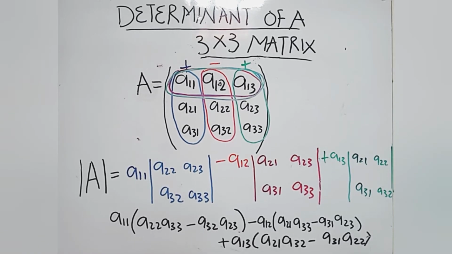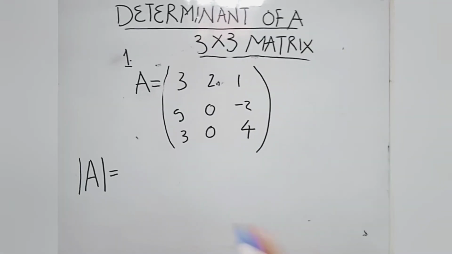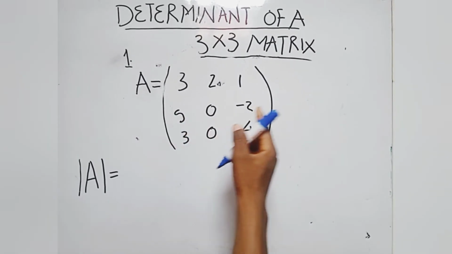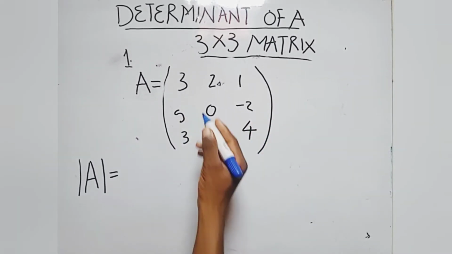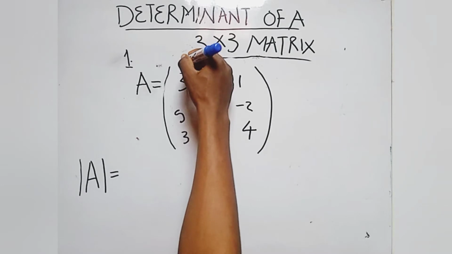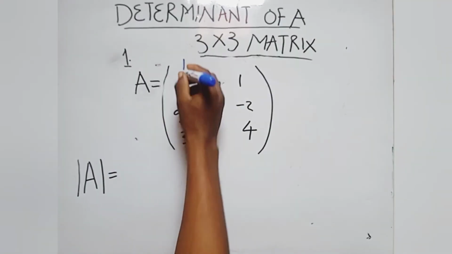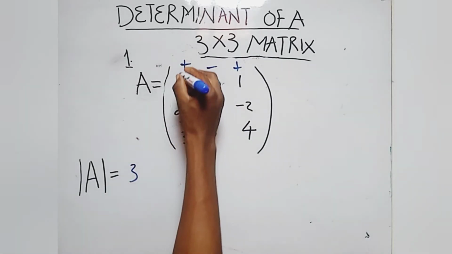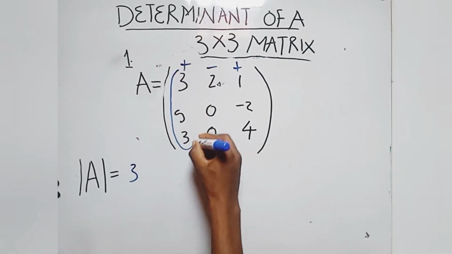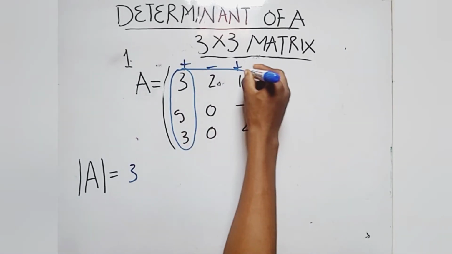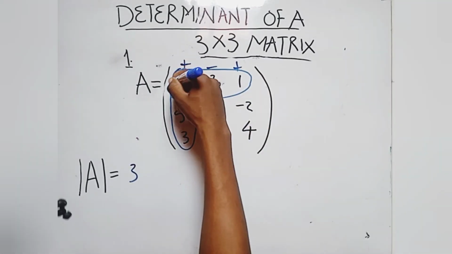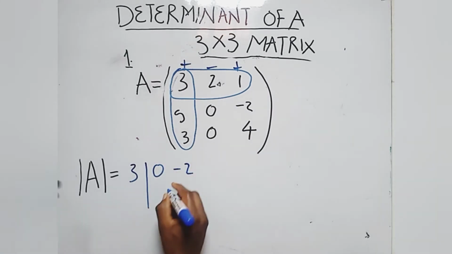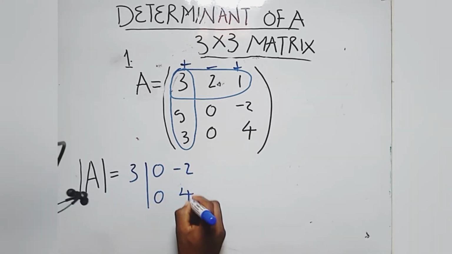Let's take an example. Example 1, a matrix with the entries 3, 2, 1, 5, 0, negative 2, 3, 0, 4. The determinant of this matrix, now as we learned, has the signs positive, negative, positive. Now for the first element 3, you cross out its row and column. We are left with 0, negative 2, 0, 4.